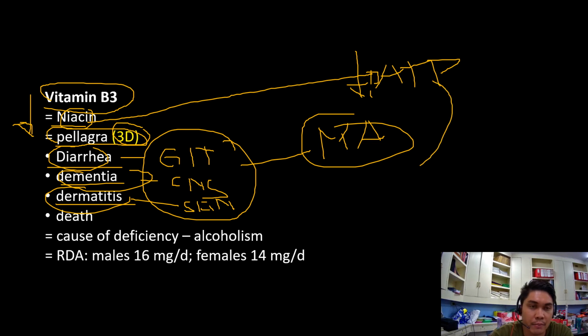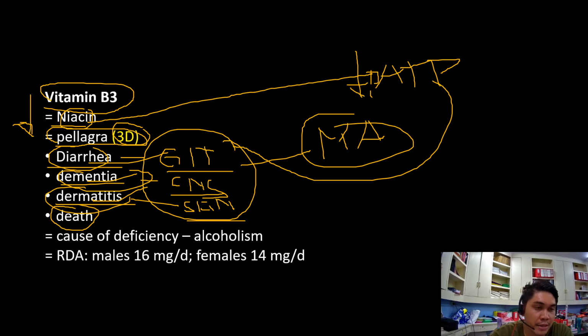Okay, so you'll have problems with metabolically active organs. So you have your GIT, CNS, and skin. That's why you have diarrhea, dementia, and dermatitis. Now, if left untreated, it will result in death. Okay. Now, the cause of niacin deficiency is alcoholism. RDA is 16 for males and for females it is 14.